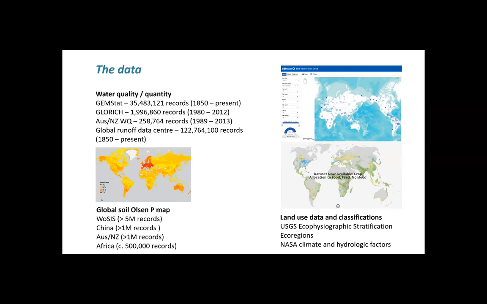And we've had to generate some of our own data as well in order to predict or distribute some of the loads across the globe. And part of that has involved creating a global map of soil phosphorus. This is a preliminary map that we've used in this one. We've developed a much more rigorous one now and are in the process of working that up into, again, something that people can use.